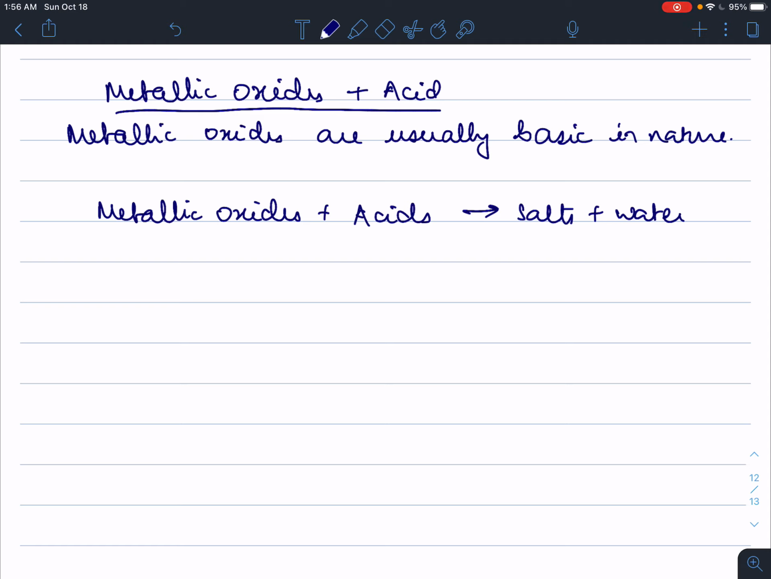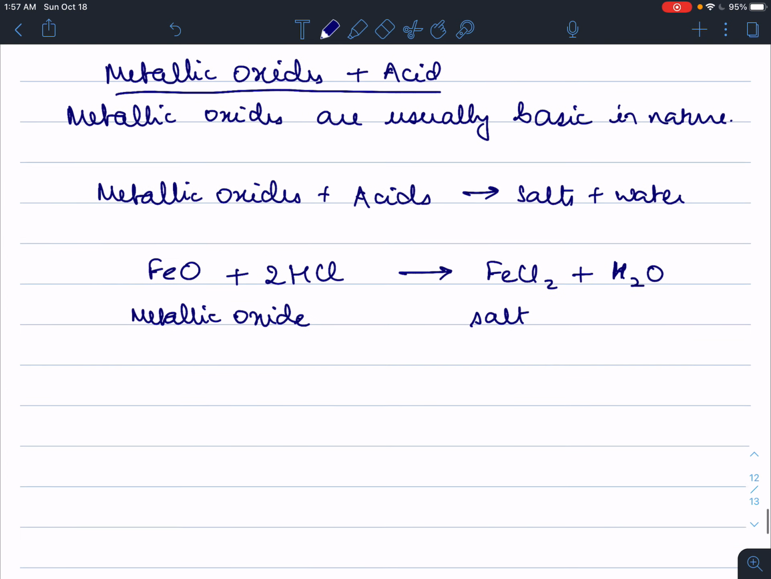Let me give you an example. Let's take a simple example. Let's take FeO, iron 2 oxide, plus an acid, HCl, 2HCl. We will get FeCl2 plus H2O or something similar. Any metallic oxide you take, you will get a salt and water. So FeCl2 is a salt, iron 2 chloride, this is water, and FeO is iron oxide, this is a metallic oxide.